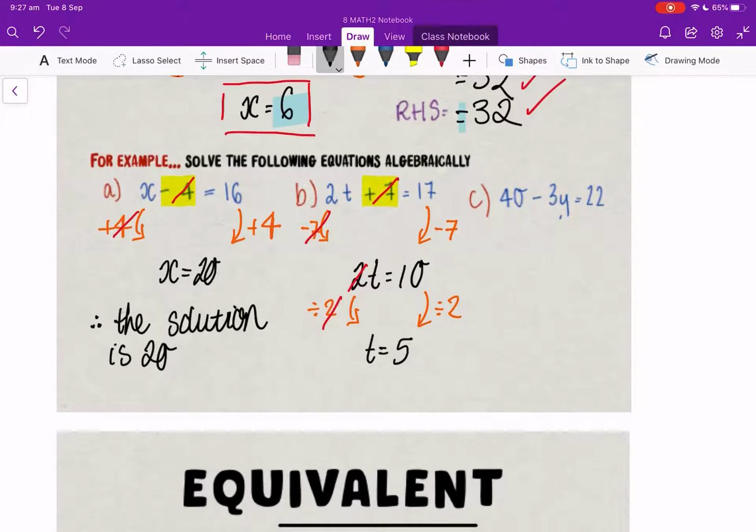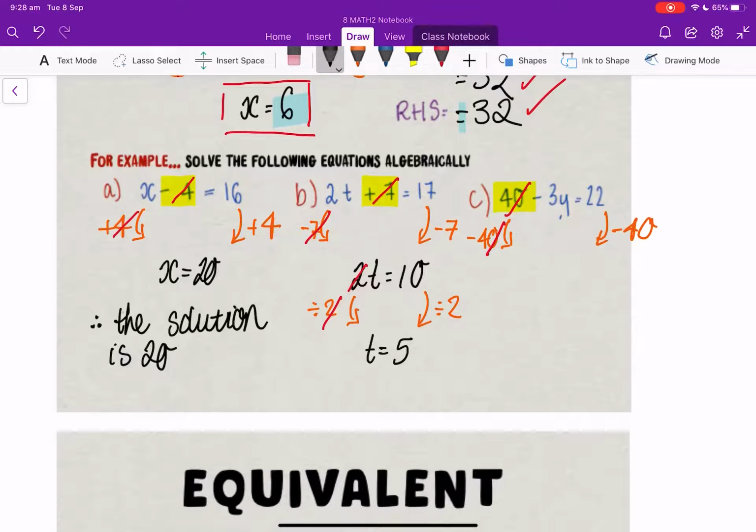40 take away 3y equals 22. Now we're going to get rid of our outside layers first, and this time it is this 40. Now this is a positive 40 because it doesn't have a negative sign in front of it. So to get rid of it, we're going to take away 40 from both sides. So take away 40 this side, take away 40 on this side. On my left-hand side, I can cross that out.